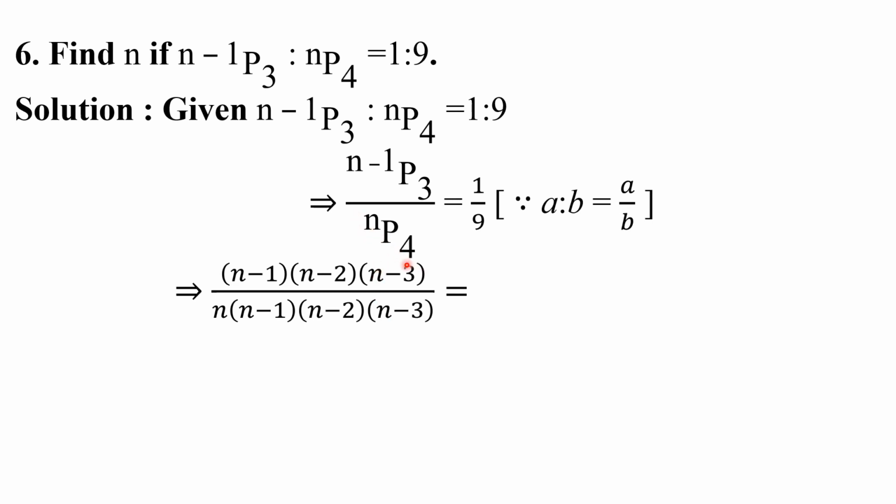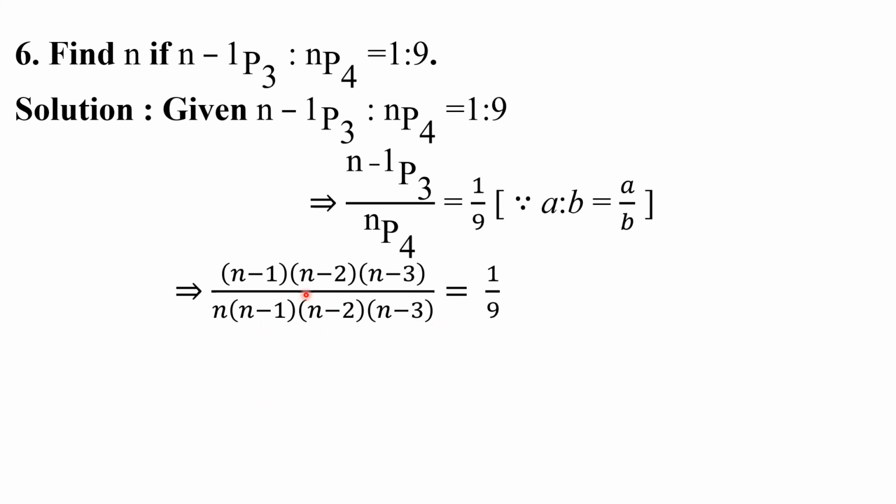So (n−1)(n−2)(n−3) whole divided by nP4. What is the subscript here? 4. So here we have to write 4 factors in the denominator, starting with n. So we started with n and wrote the natural numbers in descending order: n(n−1)(n−2)(n−3). That is equal to, we wrote the RHS as it is. Understood this step, my children?